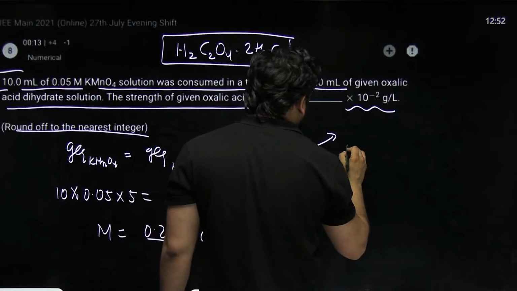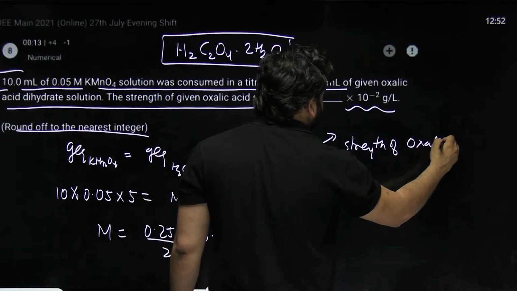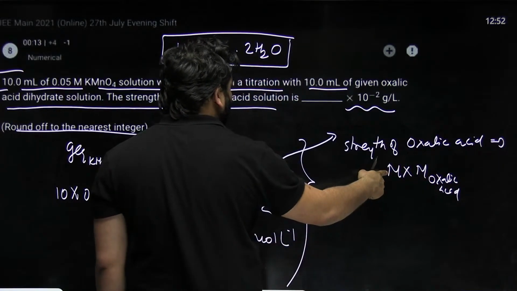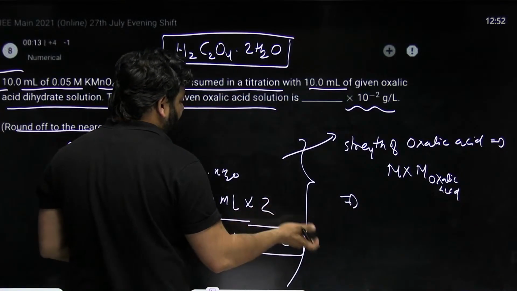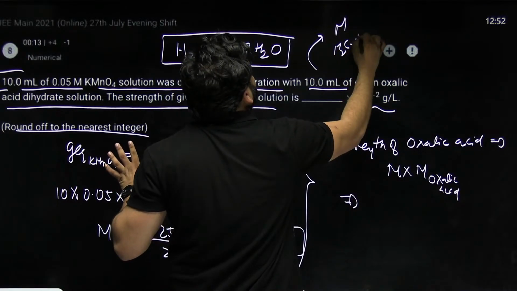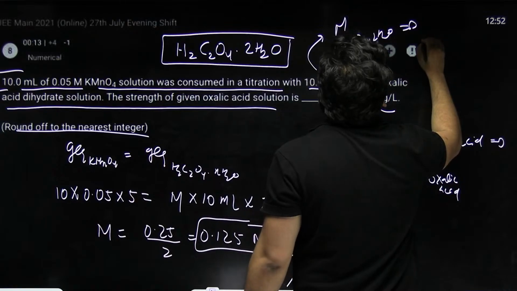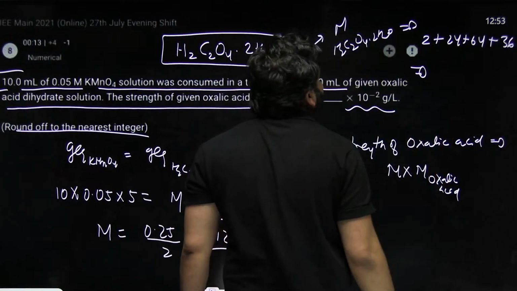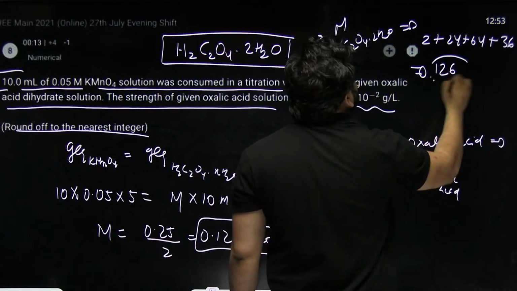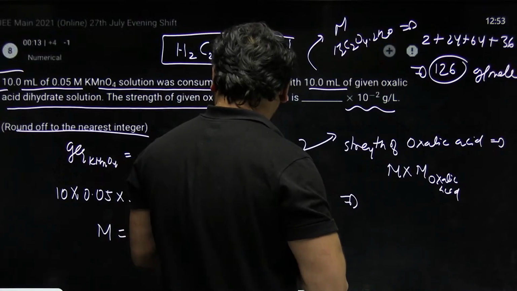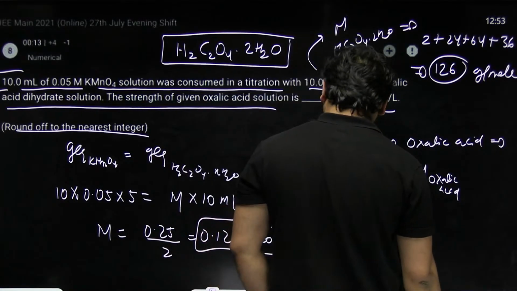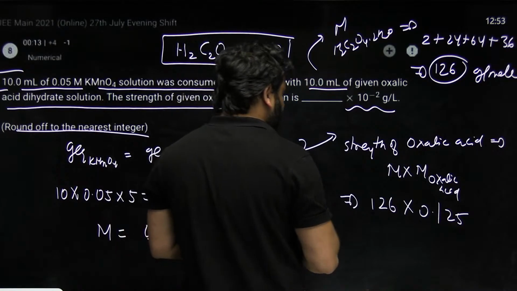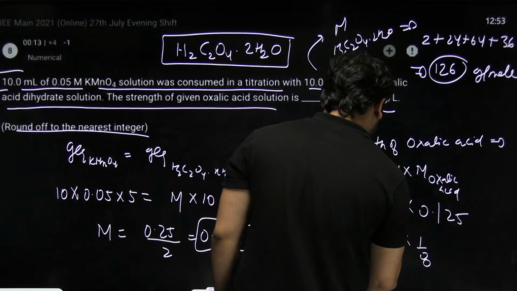So strength of oxalic acid will be equal to molarity into molar mass of oxalic acid, because this is moles in 1 liter. Mass in 1 liter will be what? Multiplied with the molar mass. It's that simple. First you find out the molar mass of H2C2O4.2H2O. How much does it come? So it is like 2 plus 12 twos are 24 plus 16 fours are 64 plus 18 twos are 36. Solve it, guys. 126 gram per mole. So 126 into 0.125. Now this is the mass of oxalic acid in 1 liter solution we are getting. Now you can find out. I think this is written 1 into 1 by 8. Solve it and you'll get your answer.